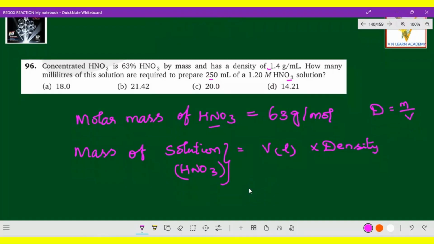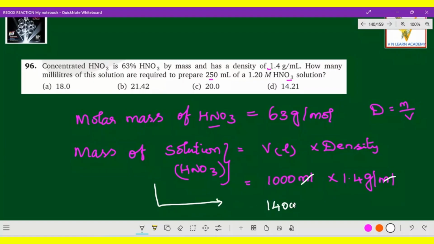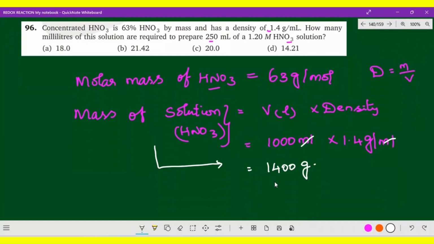Here the volume is mentioned in liter, generally 1 liter only, so we can mention it as 1000 ml, into the density they have given, 1.4 gram per ml. The ml and ml will be cancelled. Which is remaining, gram. So the mass of the solution is 1400 gram. I hope you got that idea. The mass of the solution, HNO3 combined together, is 1400 gram.